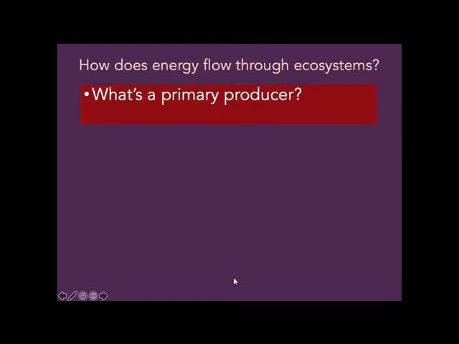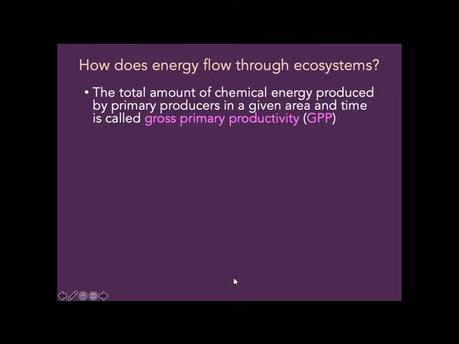Okay, so the first question we're going to address is how energy flows through ecosystems. All right, so does anyone remember what a primary producer is? Yeah, a primary producer is like a plant or an algae that's making the food for everybody else. All right, good job, Bird. We use a specific definition, but it basically means that.